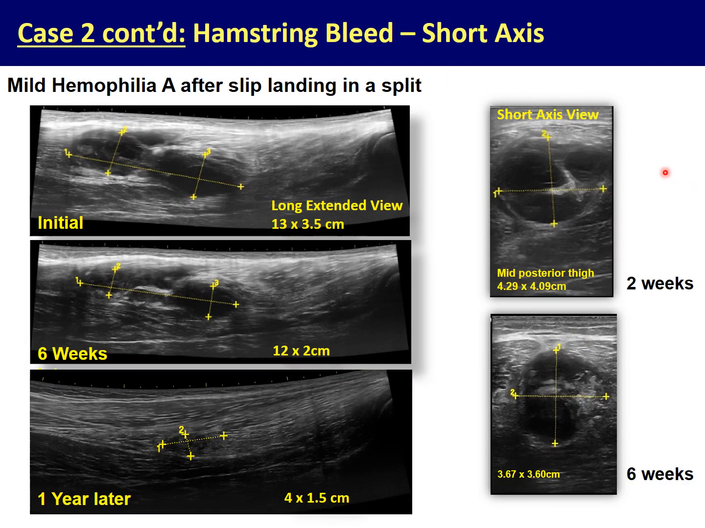This slide adds imaging in short axis when turning the transducer 90 degrees into short axis. And here you can again see the disruption of the muscle fibers and maybe even the loculated characteristics of this muscle bleed at 2 weeks after the initial occurrence, and then later at 6 weeks, still not very shrunken, again indicating how long it takes for hematomas to resolve.